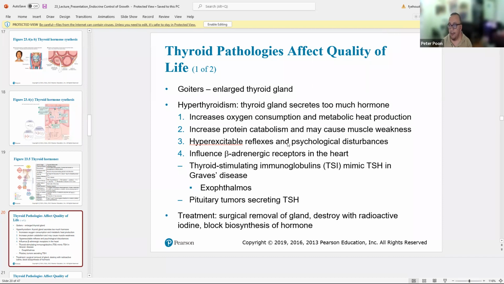You can influence the beta adrenergic receptors in the heart. Again, this increases heart rate, which is bad. The thyroid stimulates immune globulins that cause sensation in Graves' disease, which leads to your eyes bulging out. Okay, and this is caused by either the thyroid overreacting or pituitary tumors secreting TSH.